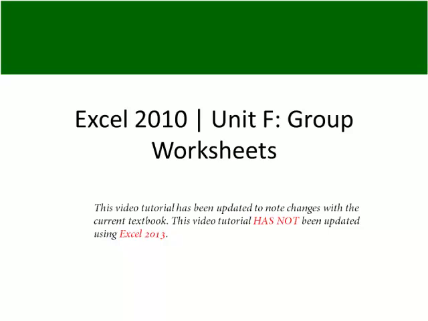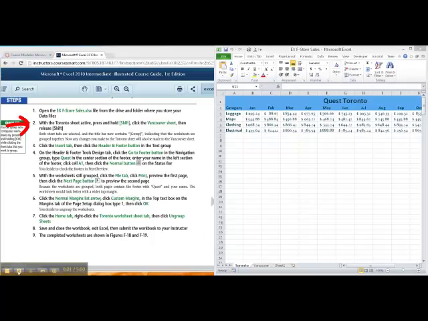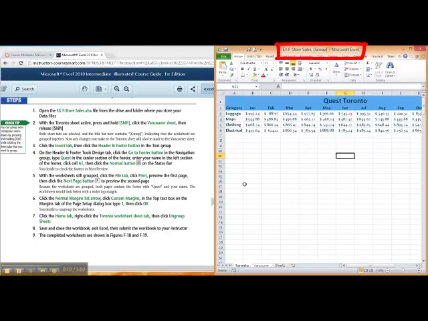Let's go ahead and start this learning exercise, Group Worksheets. With the Toronto sheet active, press and hold Shift. Click the Vancouver sheet, then release Shift. Notice on your title bar, it should now say Group.